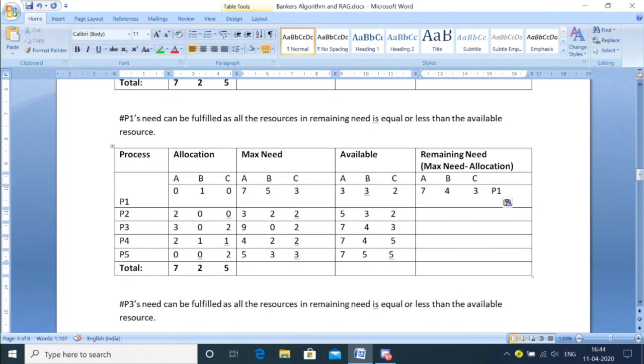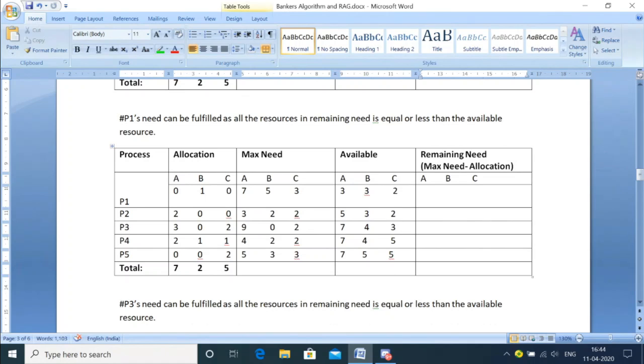Then process P1 needs how many instances of B? Four. In stock, how much is there? Five. Then process P1 needs how many instances? Three. In stock, how much does it have? So will it be able to fulfill or not? It will be able to fulfill very easily. So the moment it is able to fulfill, what do we do? This is out. P1 got executed, it's out of the CPU.